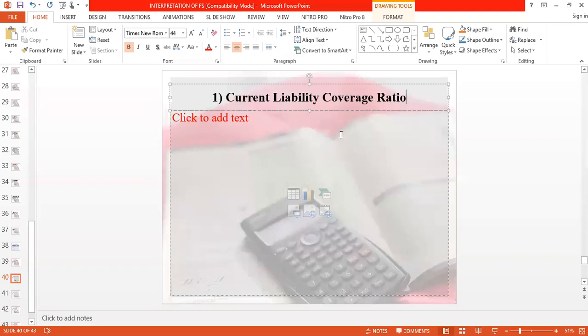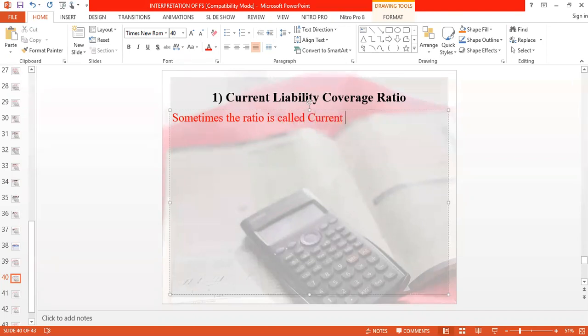Sometimes this ratio is called current cash debt ratio. If you want to know about these ratios, you can maybe go and look at a subject called financial statements analysis, analyzing financial statements. There are normally 4 or 5 tools that we use to analyze financial statements. You can get more information there. So sometimes the ratio is called current cash debt ratio.